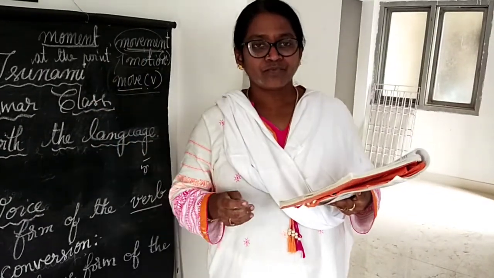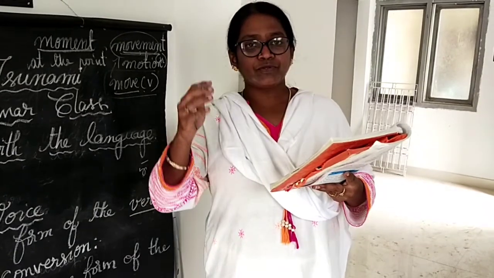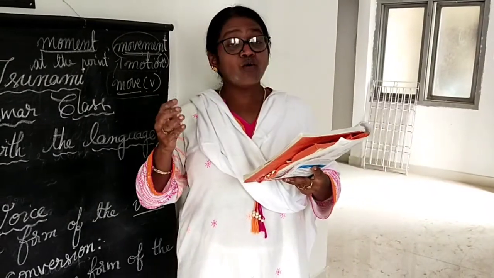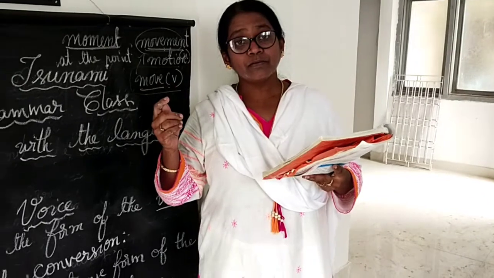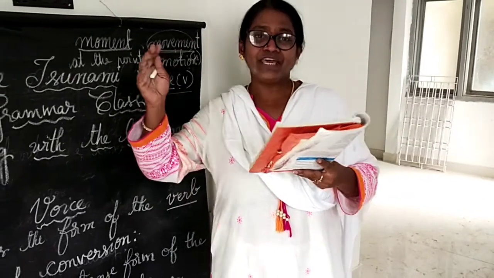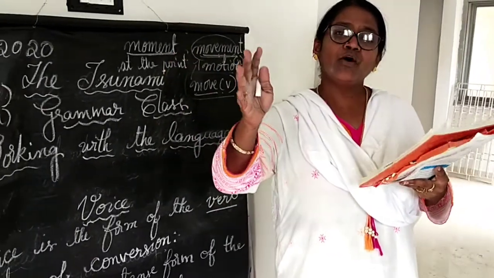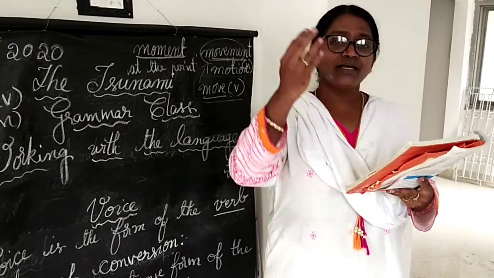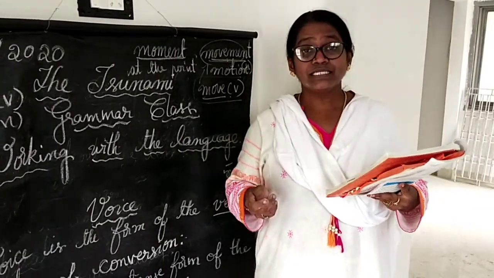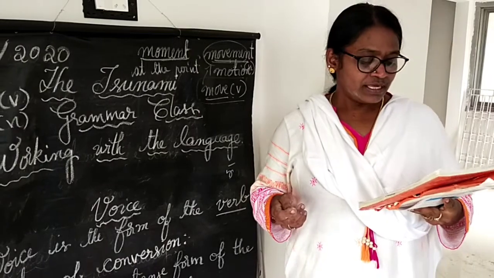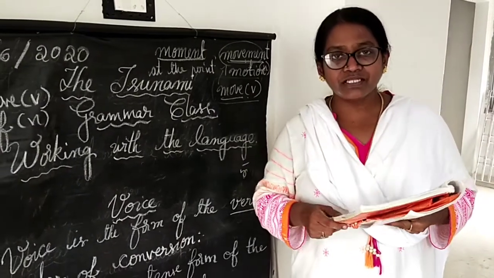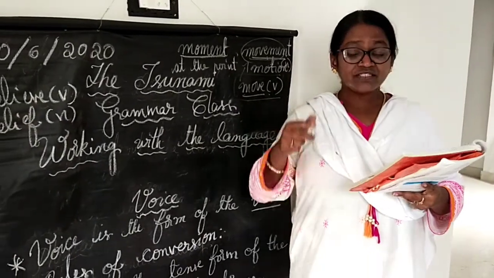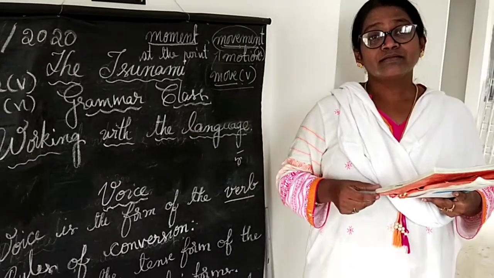Next one: The waves swept Meghana away. The waves swept. Who swept, or how was Meghana swept away? Due to the waves. The waves hit Meghana, and along with the big wave, Meghana was taken away into the sea. Meghana was swept is in passive voice. The waves swept Meghana is in active voice.